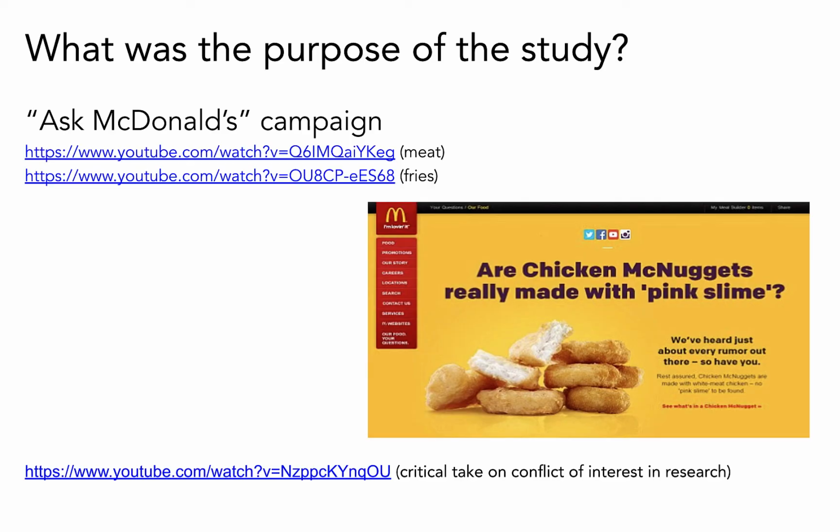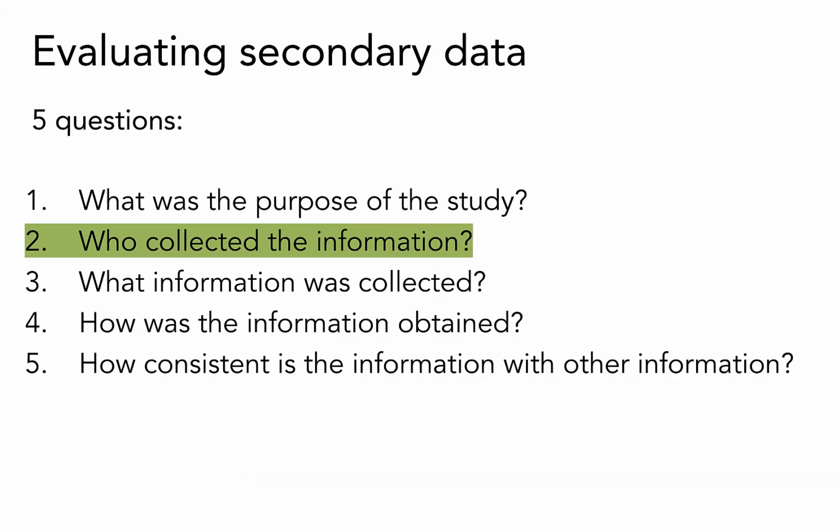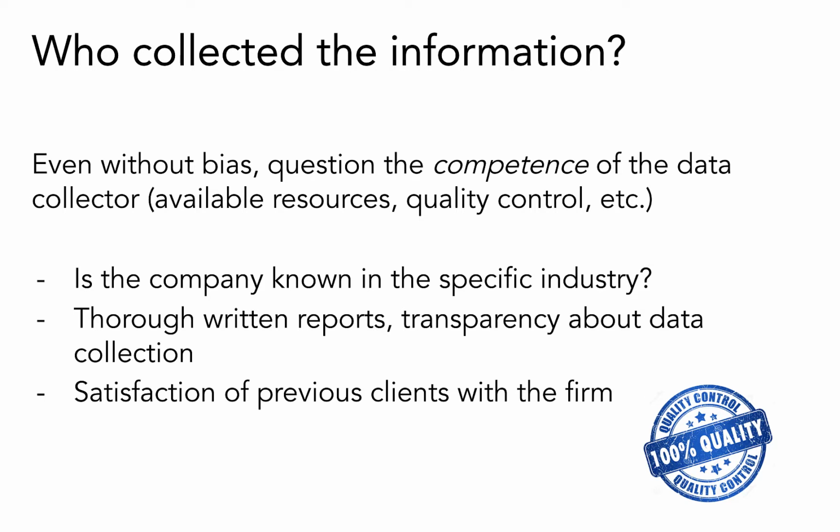So this example also underscores the importance of critical thinking when you deal with supposedly independent investigations or independent studies. When you deal with secondary data, it's very important to look at the source of that data, the sponsor of the study, to truly know if the results are unbiased and reliable. A second question you must ask is who collected the information? What is their competence? What available resources did they have? Are they known in a specific industry?